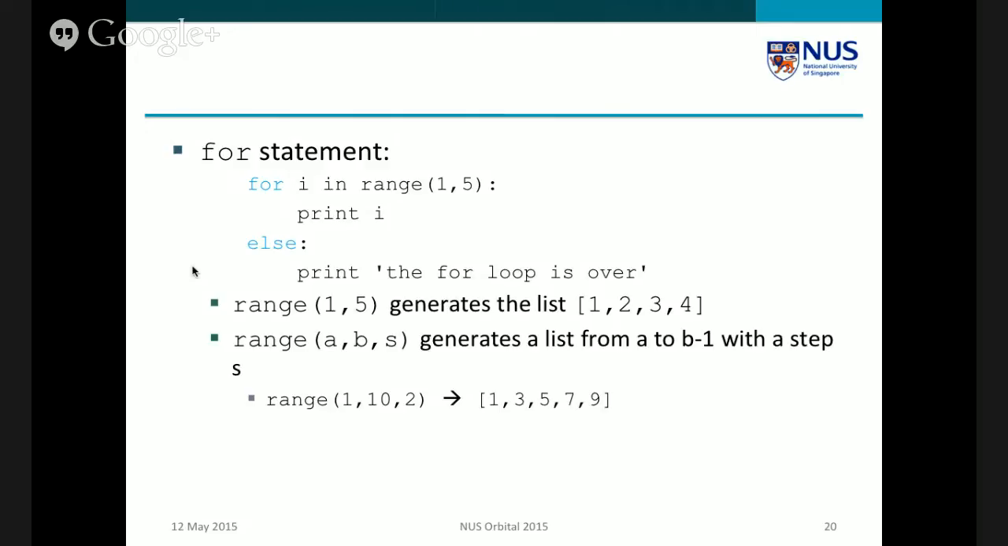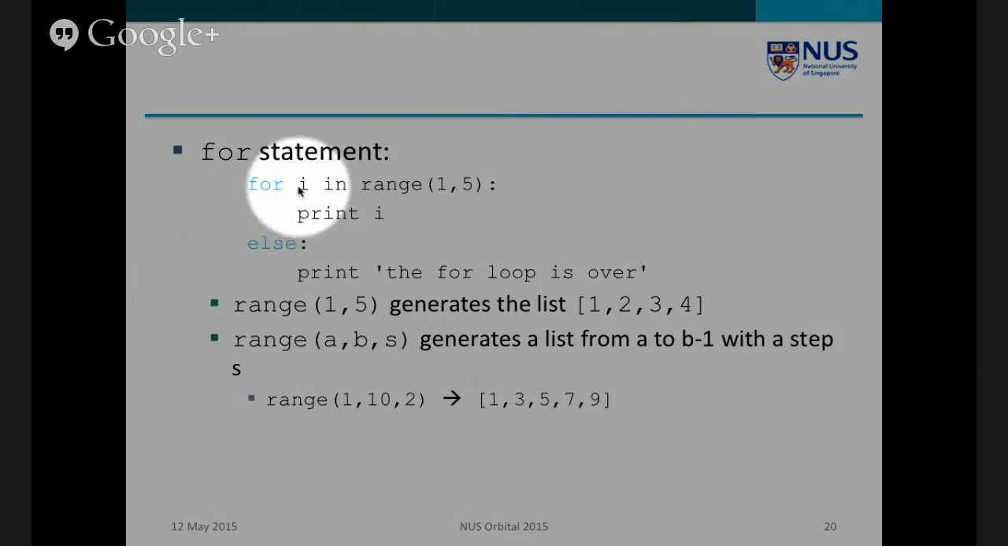A for statement looks like this. You can do something like for i in range of 1 to 5. Range returns a list of values. They're going to be assigned one at a time to i, because you asked for i to be assigned a value. Then you can print i. When this is finished, then you have an else statement.